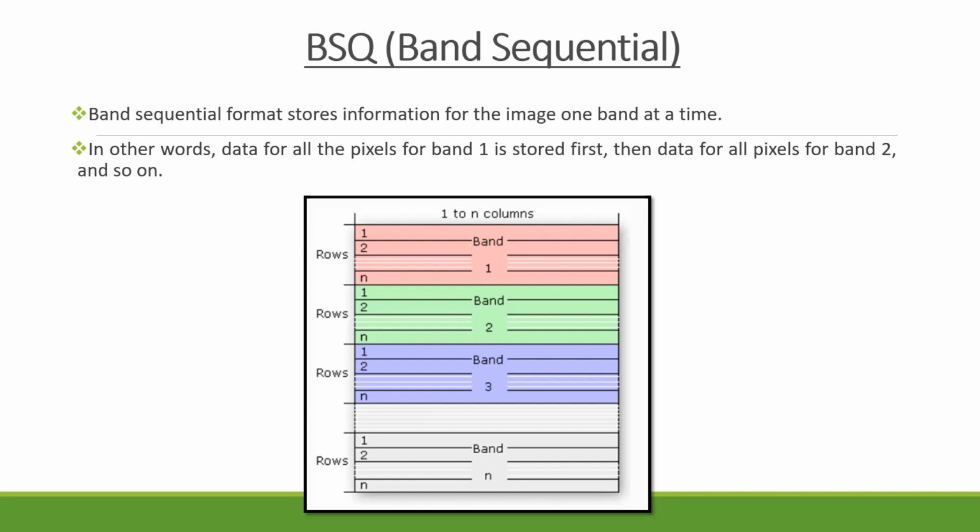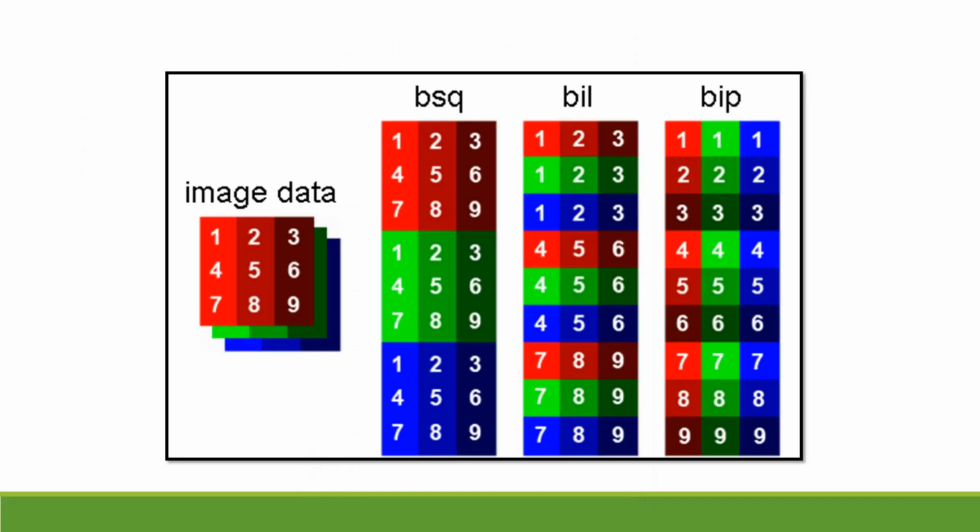So we will take the red band as a whole and we will save all the information of the red band. Then we will take the whole green band as one, and then we will save all the information of the green band, and similarly for the third band. So in band sequential format we store information for the image one band at a time. We will try to understand the differentiation more clearly with the following images.